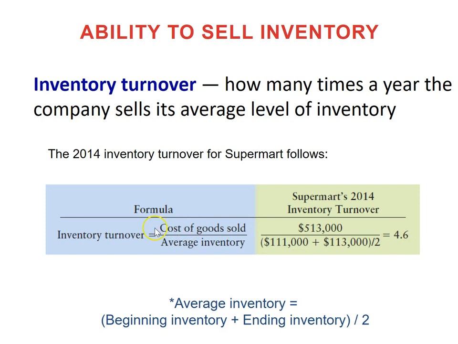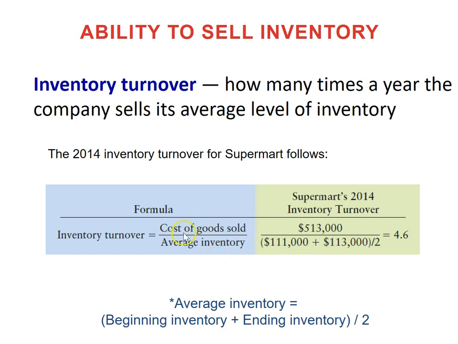So now how can you calculate the inventory turnover ratio? The formula is cost of goods sold over average inventory. Cost of goods sold, remember, is an income statement item, so you will get this number from the income statement. But inventory is a balance sheet item. You need to look at your balance sheet to know what your inventory is.